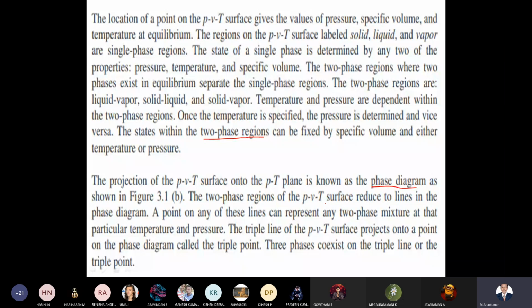That line, the two phase region will be on the lines of the PT diagram. A point on any of these lines can represent any two phase mixture at that particular temperature and pressure. Right, so the triple line of a PVT surface projects onto a point on the phase diagram called a triple point that you know very well. So each and every substance will have this triple point. So three phases coexist on the triple line or the triple point.